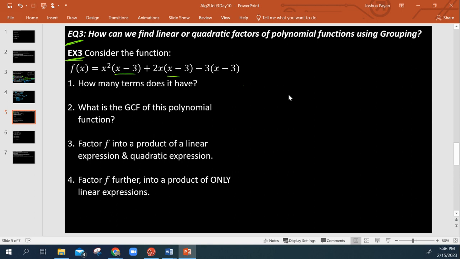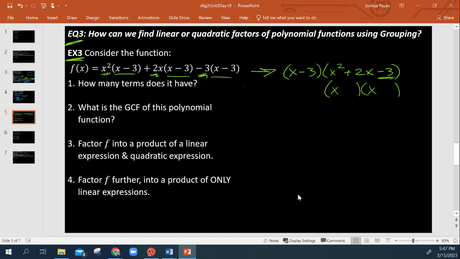So once I factor out x minus 3 from all of these, what am I left with? Well, I'm left with x squared plus 2x minus 3. Okay, that can be factored further, just using basic fill in the blank. So this can be x plus or minus something times x plus or minus something else because a is equal to 1. So what are the factors of negative 3 that will combine to give me positive 2, right? And quite simply, that's going to be positive 3 and negative 1.